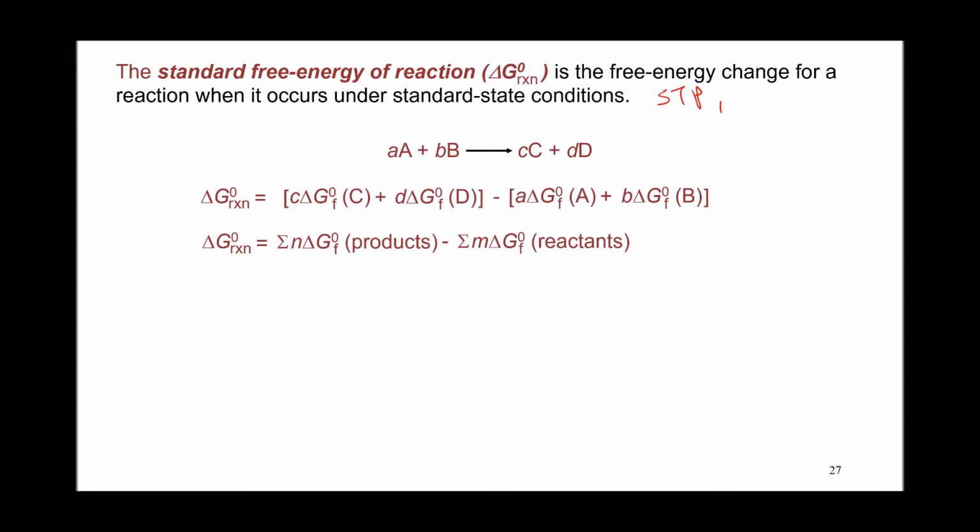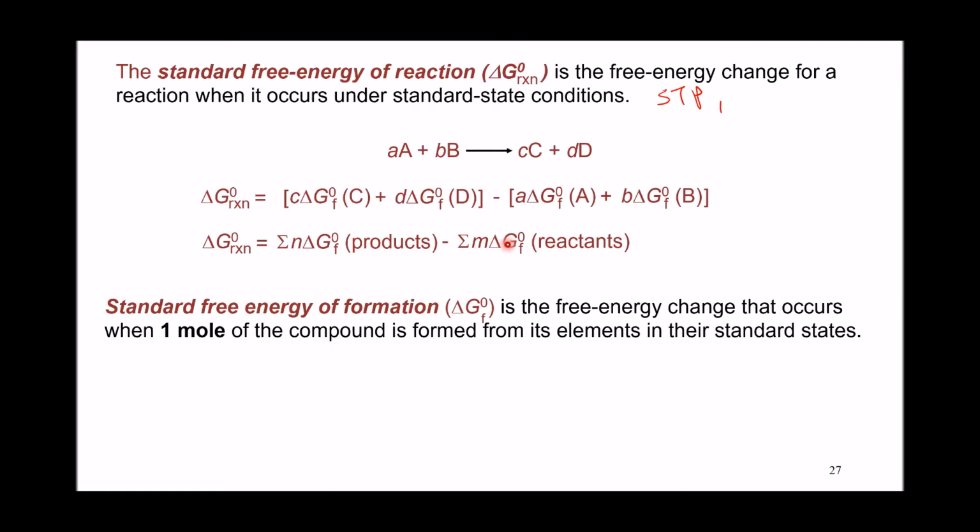And in this case, the standard delta G of any reaction is going to be, again, delta G of formation of the products minus delta G of formation of the reactants. So it's the same math as delta H and delta S for any reaction.